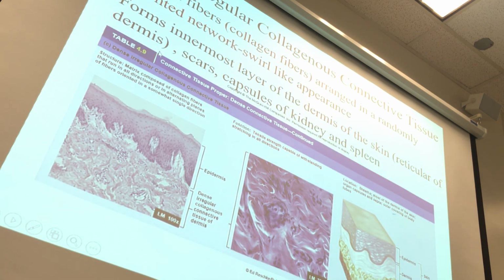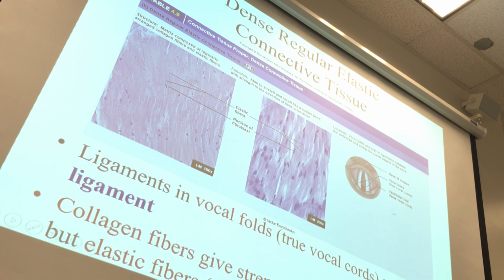Now, next, dense, regular, elastic. Before it was dense, regular, collagenous. Dense, regular, elastic connective tissue is going to have elastic and collagenous connective tissue. Now, where do we see it? In the vocal cords. The elastic connective tissue in the vocal cords allows you to move the vocal cords, to tighten them. As you tighten the vocal cords, when air hits them, that tightened vocal cord shakes faster, giving you the higher pitch soprano sound.